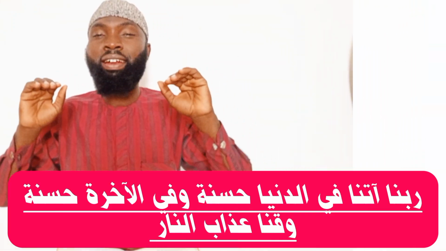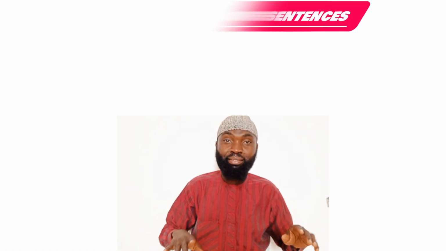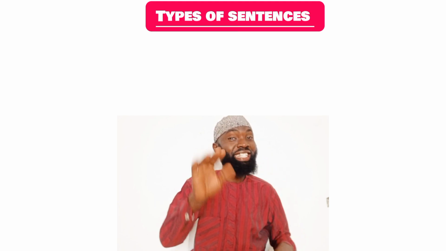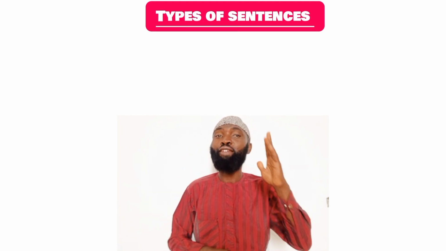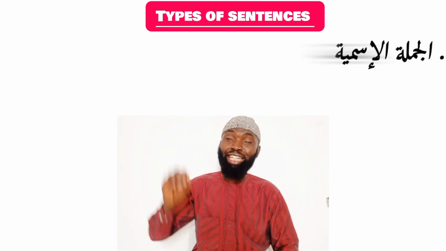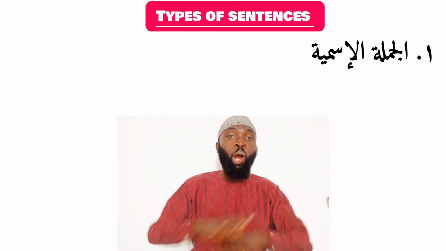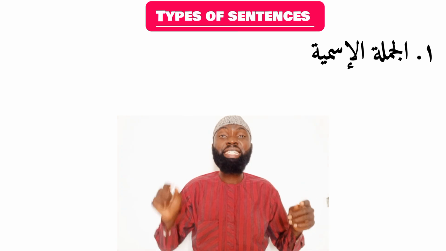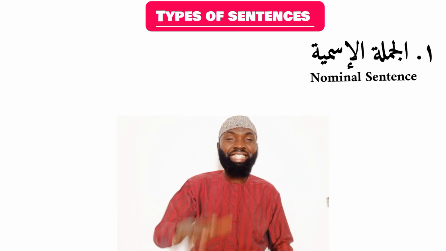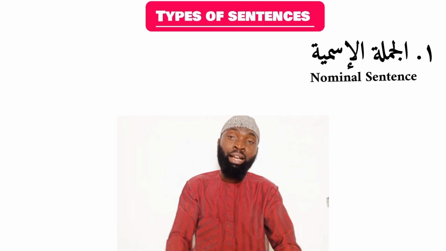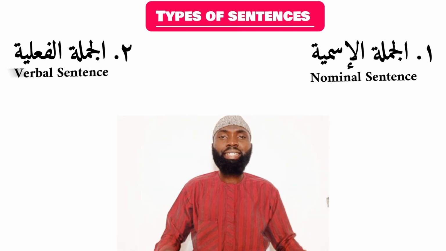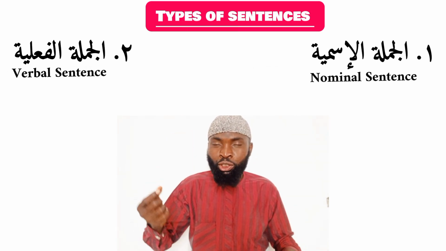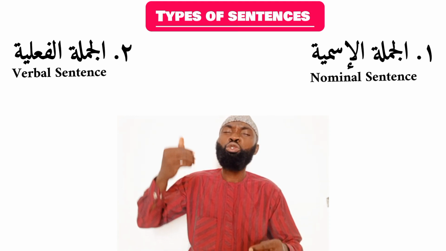Today we have a great topic to discuss, and this is simply the different types of sentences we have. We have two types of sentences in the Arabic language. The first one, we call it الجملة الإسمية, which in the English language simply means the nominal sentence. We also have الجملة الفعلية, which means verbal sentence. From the name alone, you can already think what these two could mean.